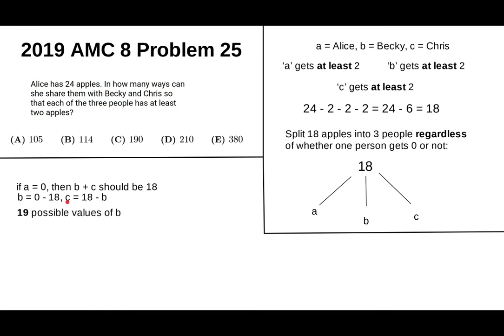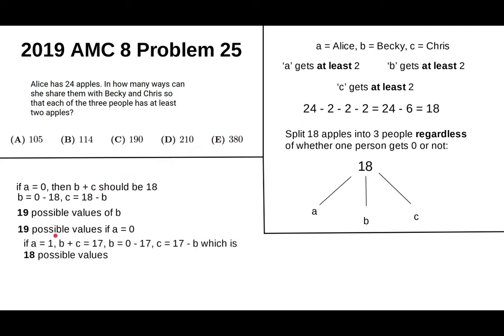So there are 19 possible values of B. It also includes 0. Also 1, 2, until 18, but also 0. So there are 19 possible values, not 18. Now, if we define A and B, we can define C. Currently we're defining A to be 0. So if B is any value from 0 through 18, then C is a fixed value, 18 minus B. So there are 19 possible values of B, and there are also 19 possible total ways of splitting if A is equal to 0. That's if Alice gets 0 apples other than her 2 apples.